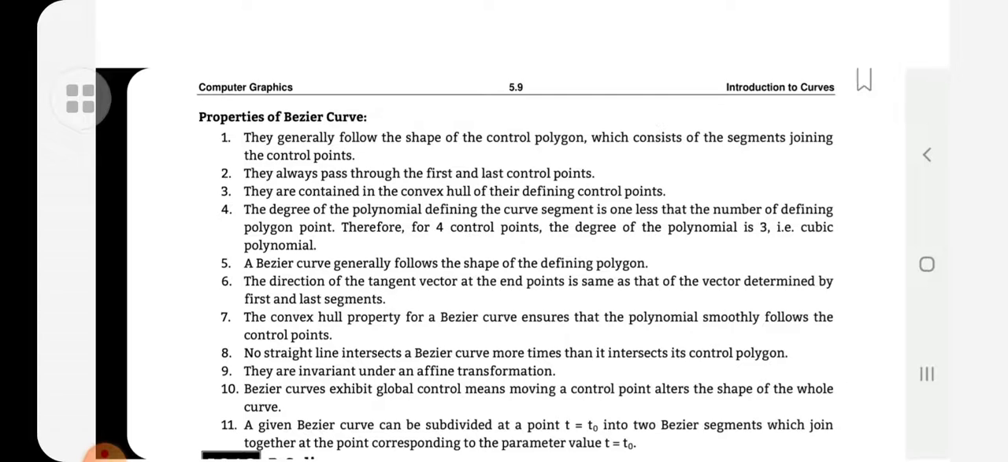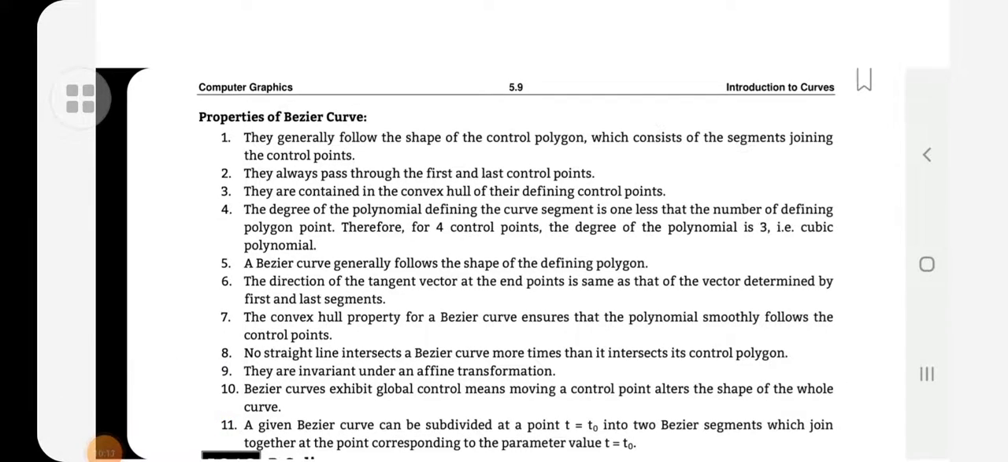A Bezier curve generally follows the shape of the defining polygon. Then sixth, the direction of the tangent vector at the end points is the same as that of the vector determined by the first and the last segments, and the convex hull property for a Bezier curve ensures that the polynomial smoothly follows the control points. Then, no straight line intersects a Bezier curve more times than it intersects its control polygon.